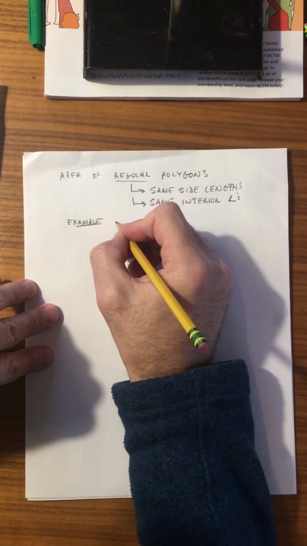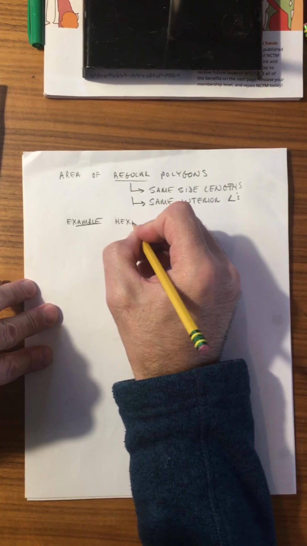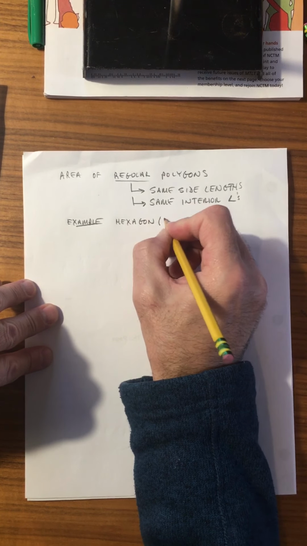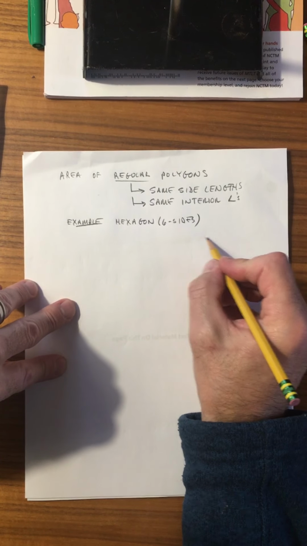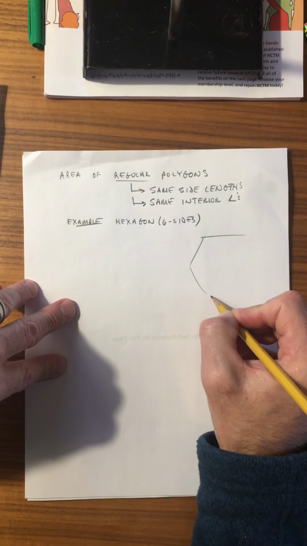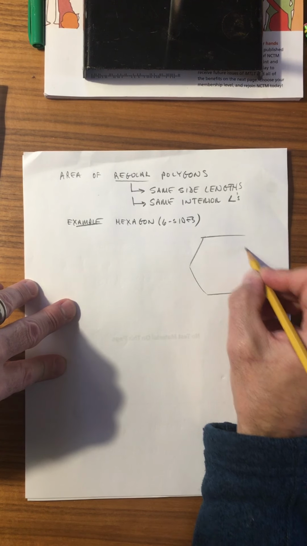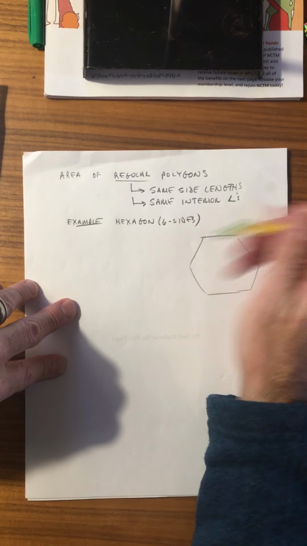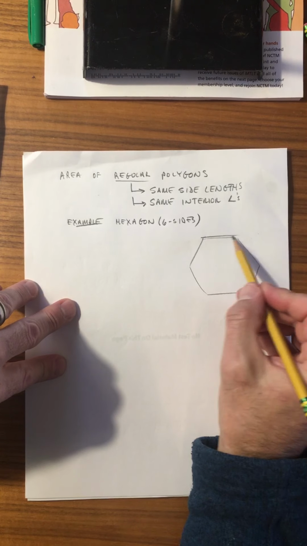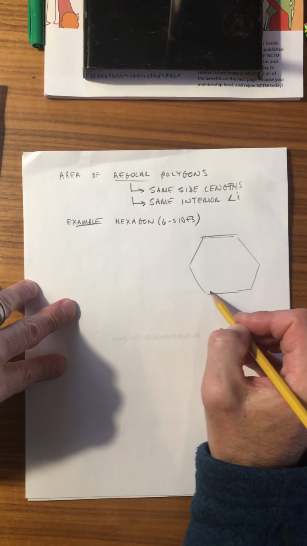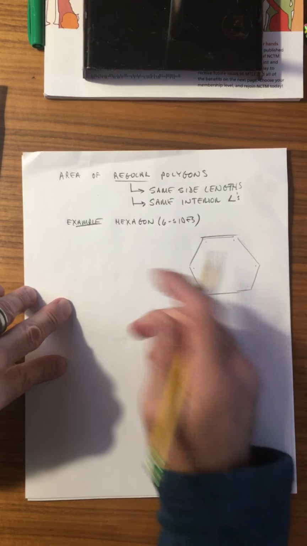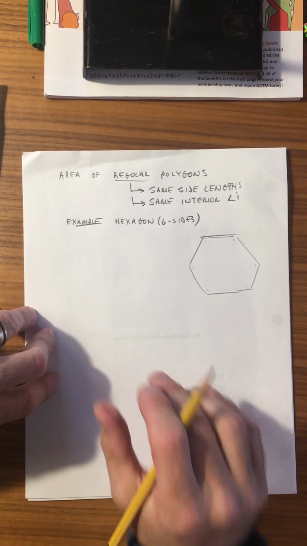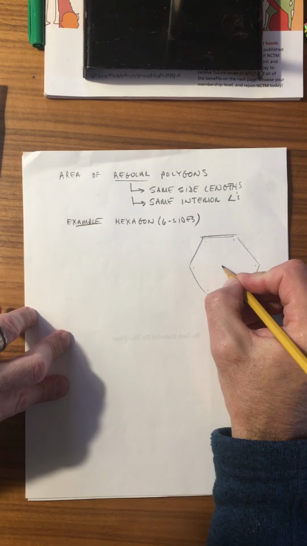So for example, let's look at a hexagon, which has 6 sides, and I'll draw a sketch not to scale. There's a hexagon. If it's regular, all of these sides are the same length and all of these interior angles are congruent. Now here are some definitions.